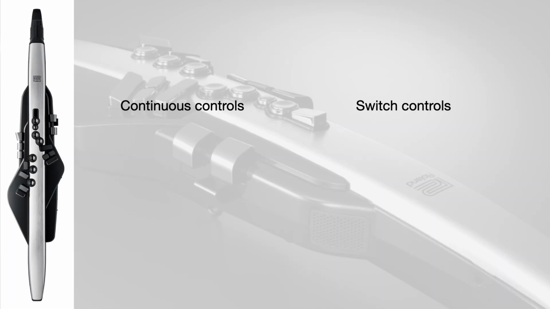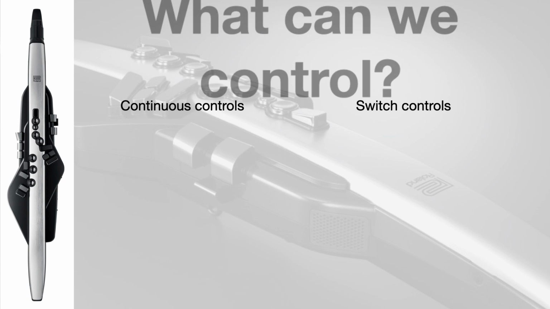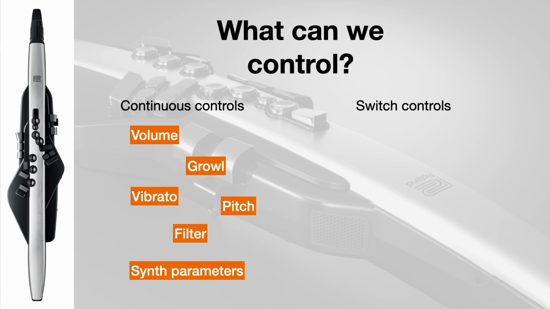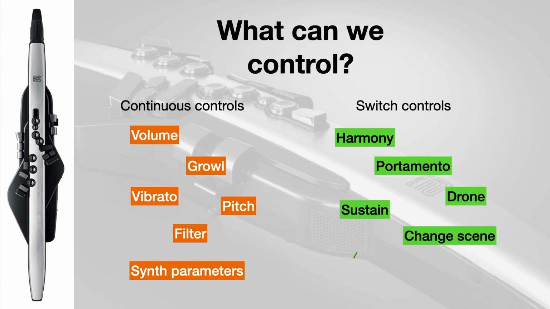So, what sort of thing can we control with all of these different controllers? Well, on the continuous controls, we can change things like volume and growl, vibrato, pitch, filter, and any kind of synth parameter. And then on the switch controls, well, that's more for things like harmony, making a sound go for portamento, a drone, a sustain, maybe even a change of scene or effects or the transpose function. There's a lot to choose from. Let's get into these different types of settings.